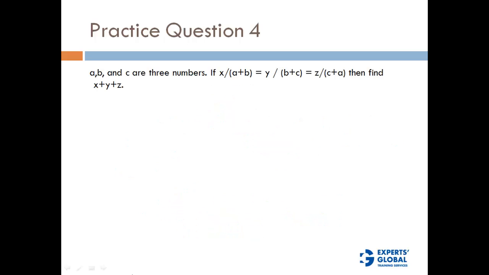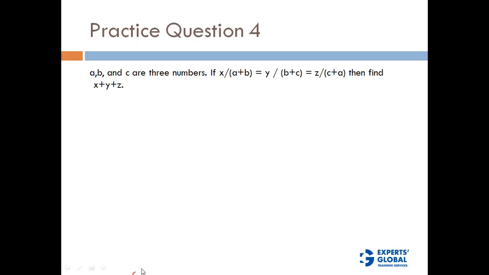Let's look at the next question. You can pause the video and see if you can solve this. Okay, so we know a, b and c are three numbers. If x divided by a plus b is equal to y divided by b plus c is equal to z divided by c plus a, then find x plus y plus z.